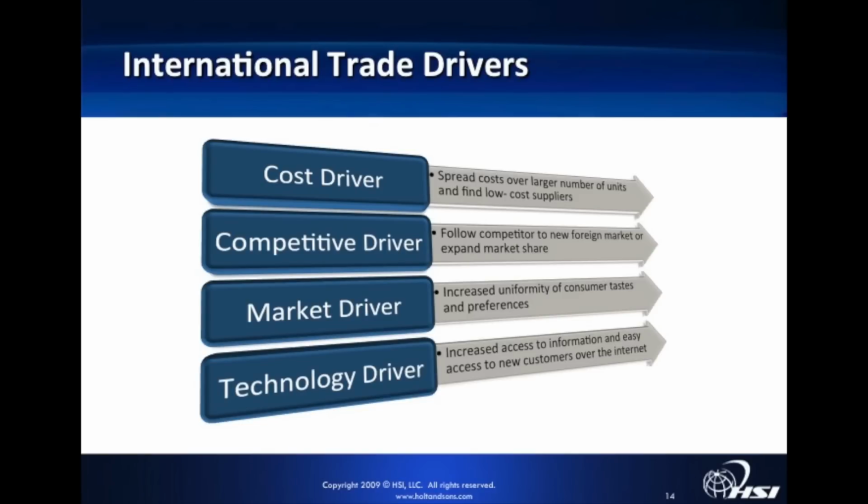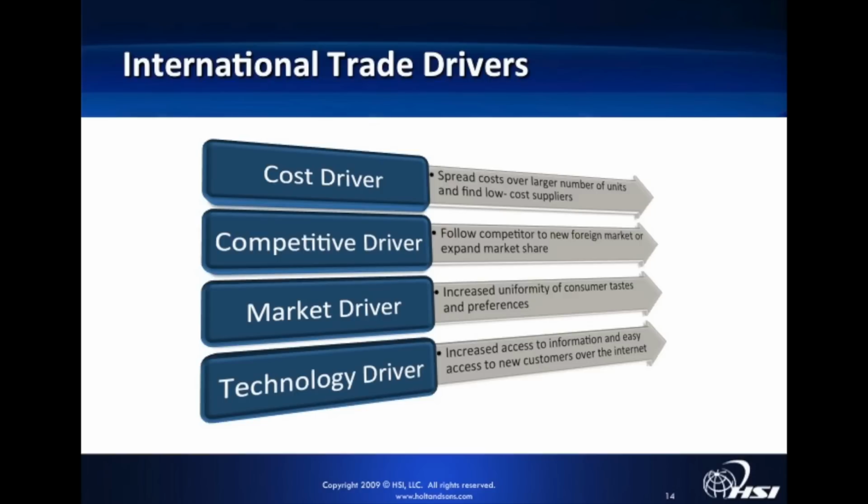Now, the question is, if we're going to do international business, what really forces or drives a company to get involved in international trade? For simplicity's sake, let's look at four major drivers: cost, competition, market, and technology. All four of these drivers have huge impact on different companies, which gets them involved in international trade and actually helps them succeed. Let's look at cost first.